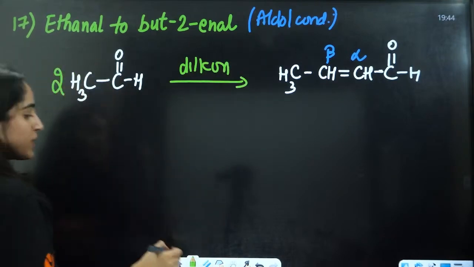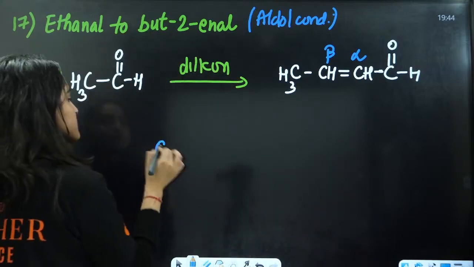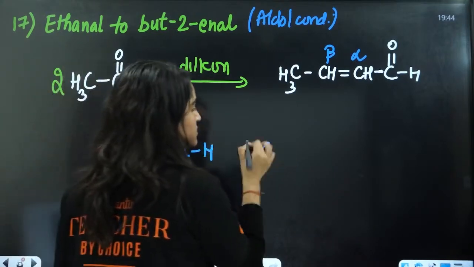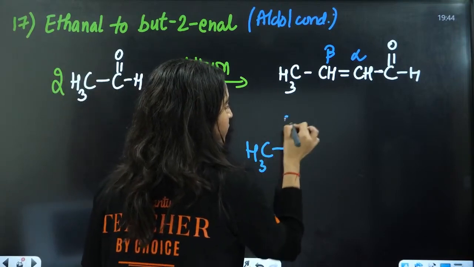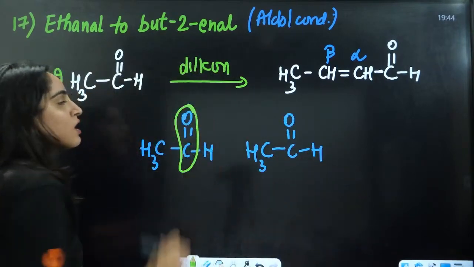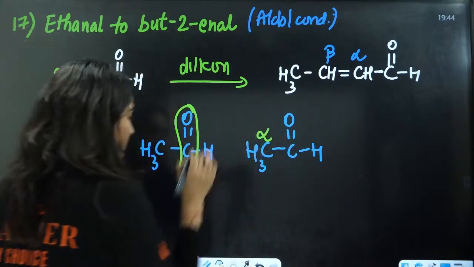We are going to add dilute KOH here. The two molecules will self-aldol. And what will be formed here? You have CH3, C double bond O, H. This is CH3, C double bond O, H. This is the carbonyl group and this is the alpha carbon here.